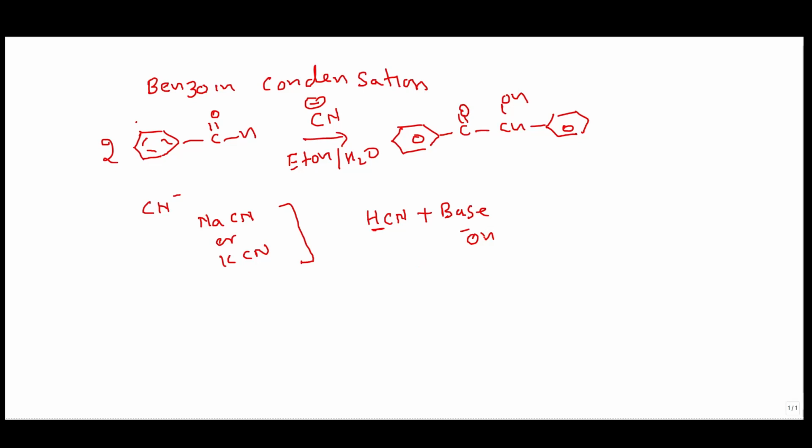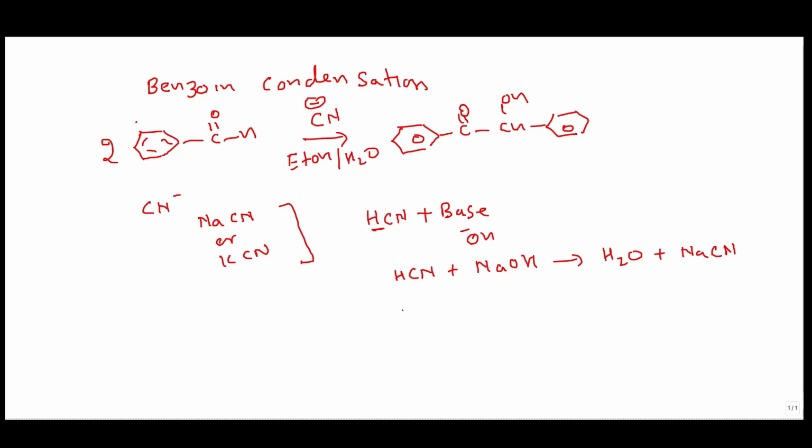If one is using a base like OH minus, then care must be taken not to add an excess of base, otherwise it will interfere in the reaction. So one will generate water and NaCN when you are using NaOH. If you use KOH, then you will get KCN. So cyanide ion can be generated from HCN using a base.